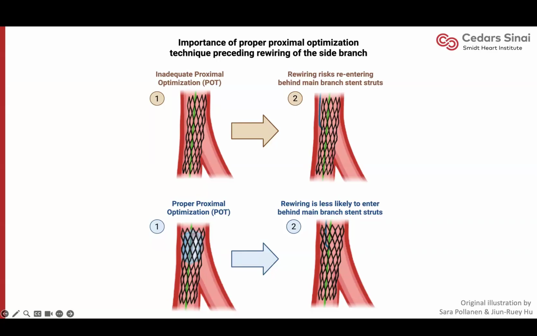After the main vessel stent is deployed, before attempting rewiring, it's important to perform adequate proximal optimization. Inadequate proximal optimization leaves a crevice in between the proximal stent struts and the proximal main vessel wall into which a wire may inadvertently enter during rewiring. And that's what we're illustrating over here.